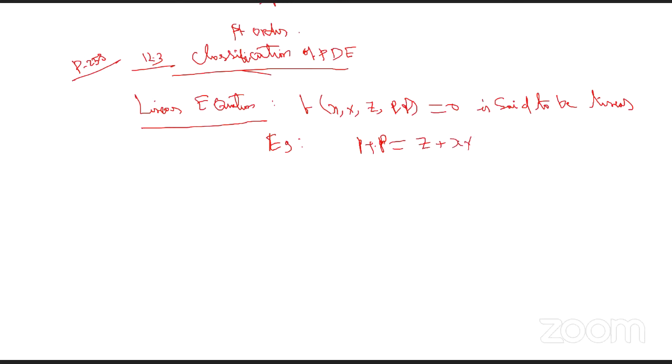What is p here? p is dou z by dou x. q is dou z by dou y.